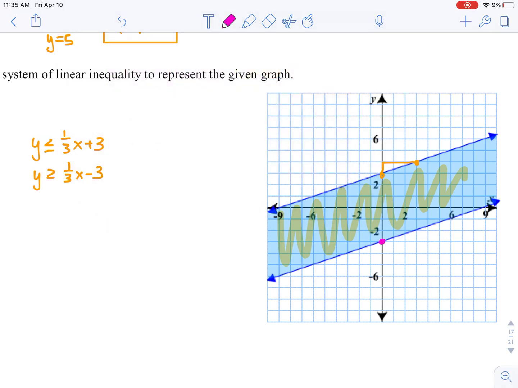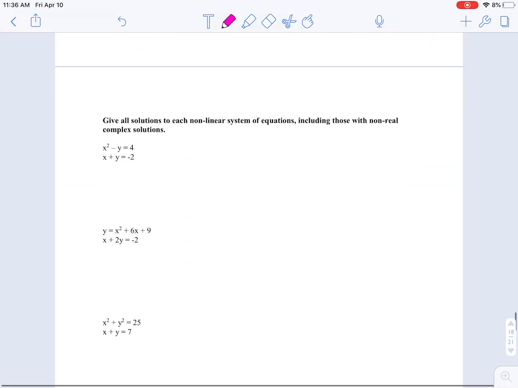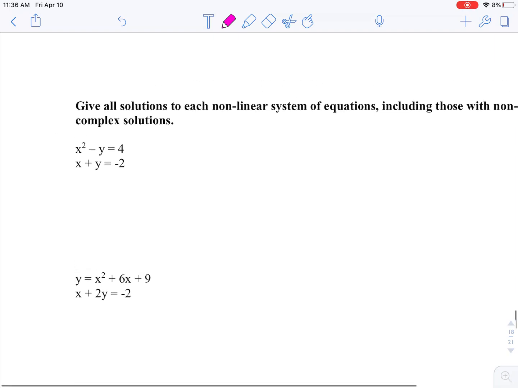Our second graph, our inequality, is at -3, and then up 1 over 3, but it's shaded above, so it's going to be greater than or equal to. Next, going into today's lesson, we are going to be finding solutions to nonlinear systems, but instead of graphing them like we did yesterday, we are going to be doing it algebraically.